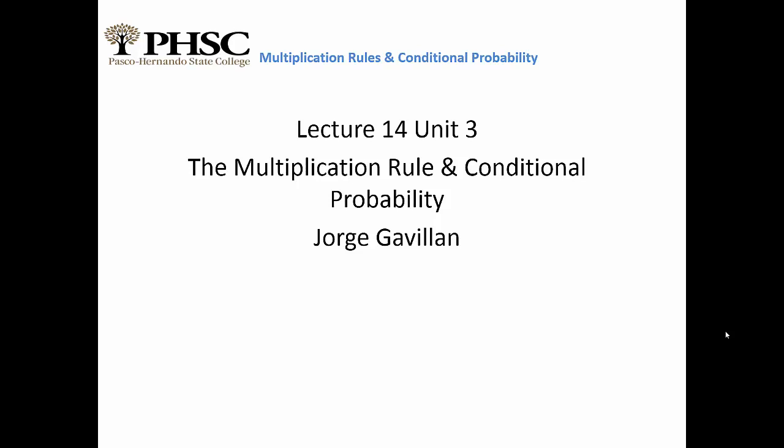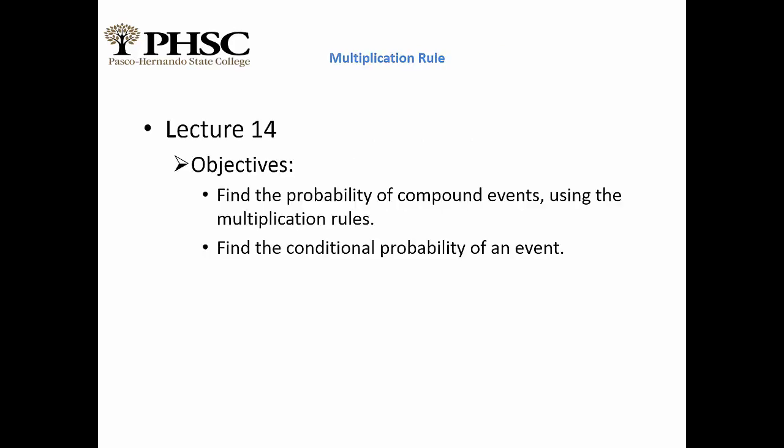Lecture 14, Unit 3. This is the multiplication rule of conditional probability. My name is Jorge. The objectives for this lesson are that we're going to talk about compound events and find the probability of compound events. Then we're going to use the multiplication rules. We're also going to talk about conditional probability of an event.